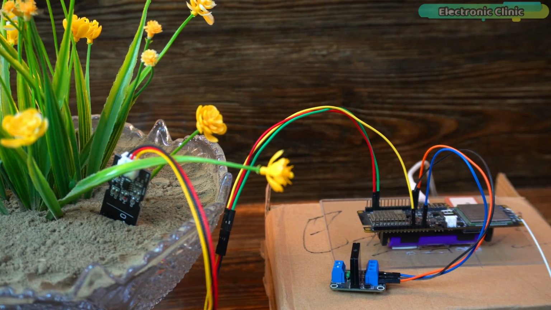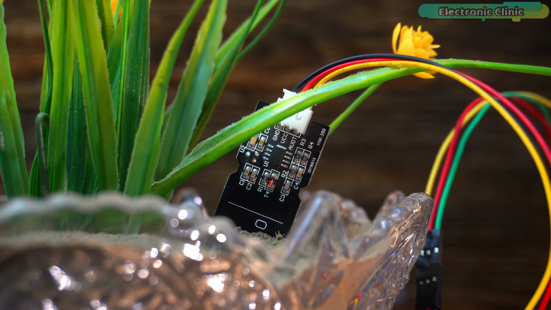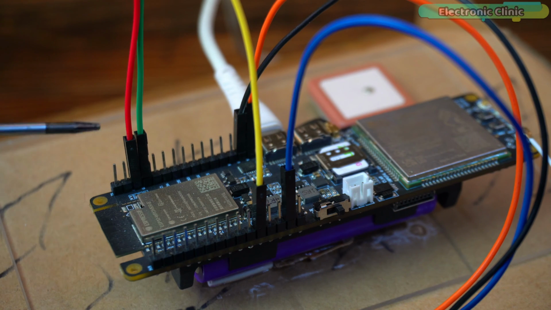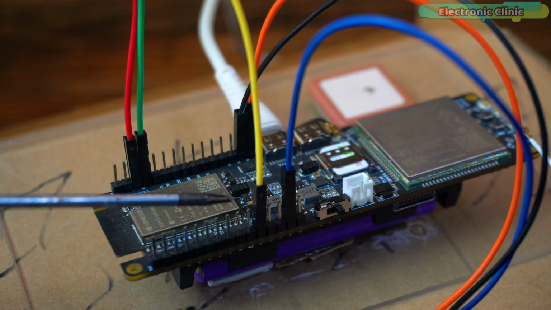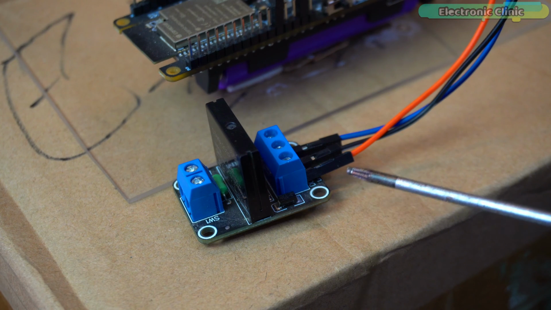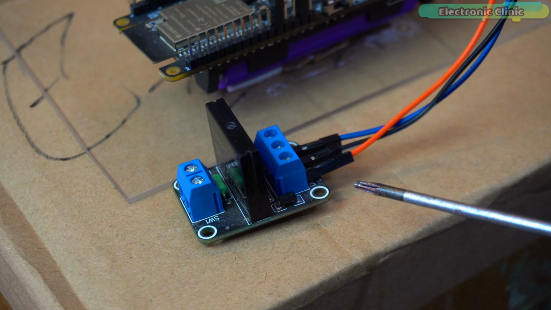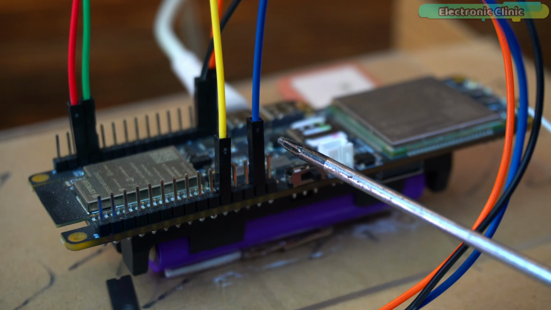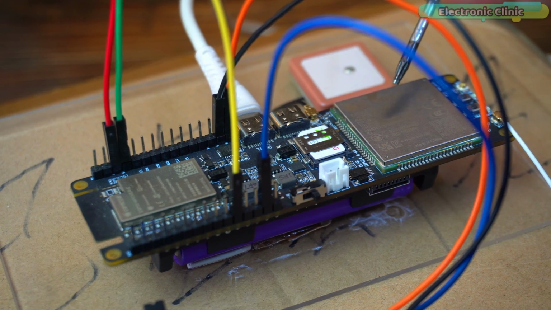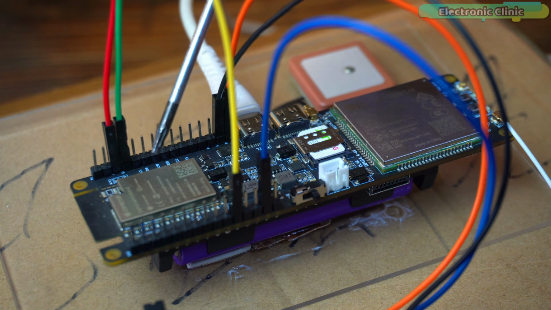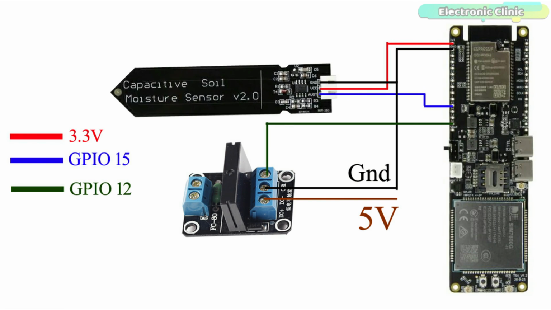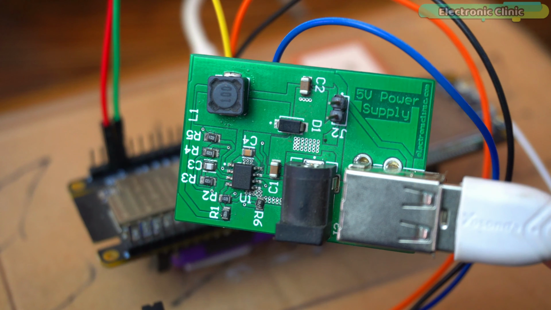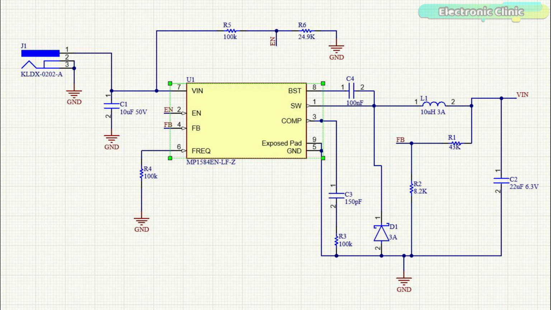The wiring is very simple. Connect the VCC and ground wires of the capacitive soil moisture sensor to the ESP32 3.3V and ground pins. Connect the output signal wire to the ESP32 GPIO15. Connect the VCC and ground of the 5V relay module to the VBUS and ground. Connect the relay input to the ESP32 GPIO12. The SIM7600G-H 4G LTE module and the ESP32 Wi-Fi plus Bluetooth module are already wired up for you. I have already explained this in the getting started video. For the connections, you can follow this circuit diagram, and if you want to make your own 5V and 3 amps power supply, then you can follow this circuit diagram.